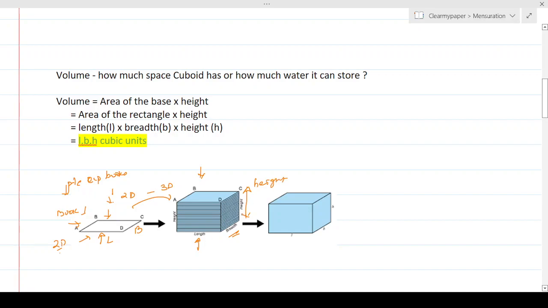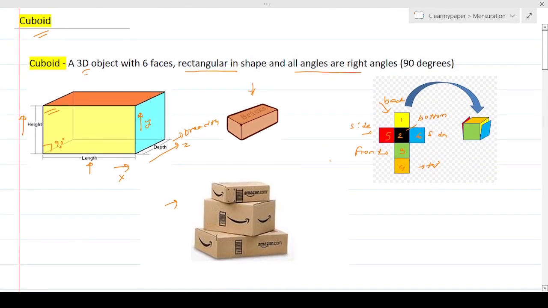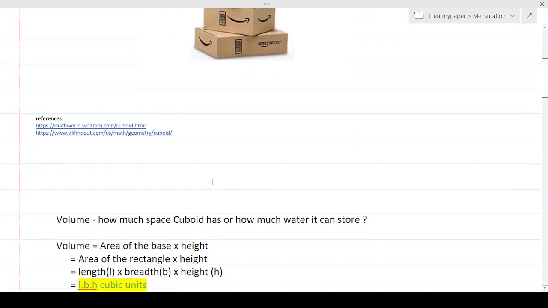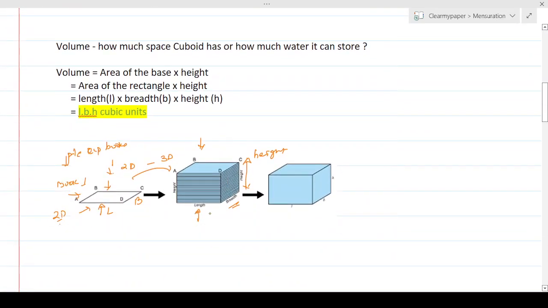Okay, so length, breadth, and height. Like I said, over here they must have used height, length, and depth differently, but don't worry about that. There are 3 dimensions. There's a length and breadth that we know from the rectangle, and since we are stacking it up, there is a height.